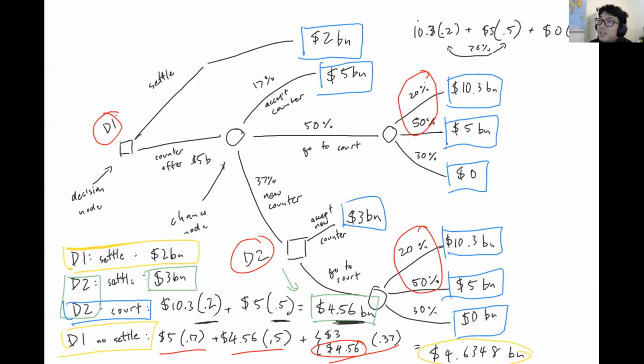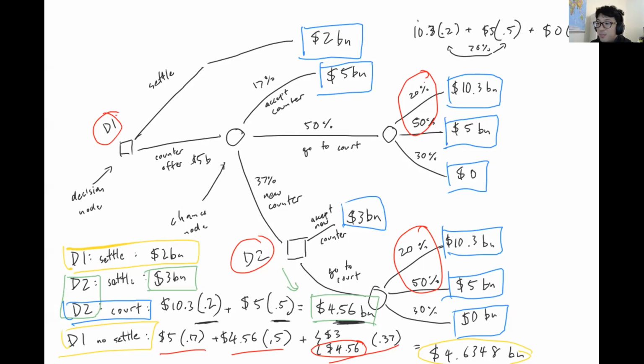Mm-hmm. But I guess my answer was more like taking a step back. If we were looking at this case in real life, would we take a look at past judge decisions? How would we get those percentages? Maybe I'm thinking about it too much, but I'm curious, in a real life scenario, how could we get these probabilities?